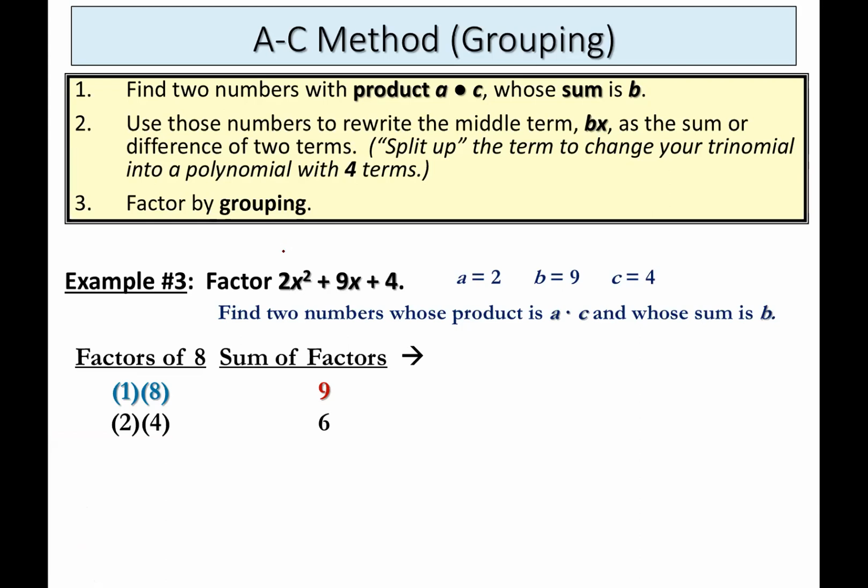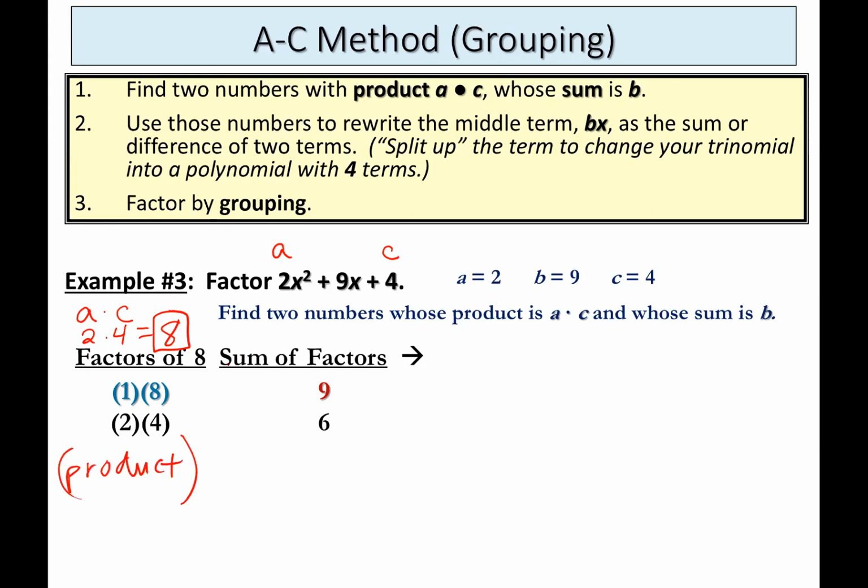So just to recap, there's A, there's C. So I'm doing A times C, which is 2 times 4, which is 8. So I need factors of 8. This is my product. My product is 8. It's another way of saying that.